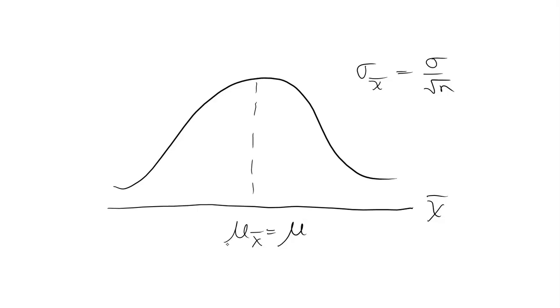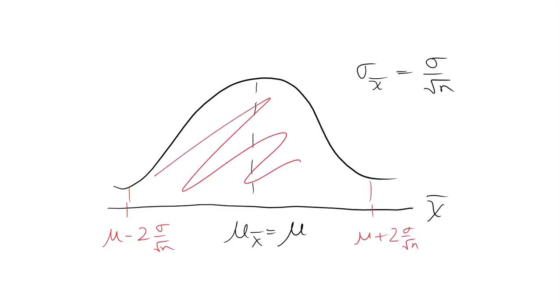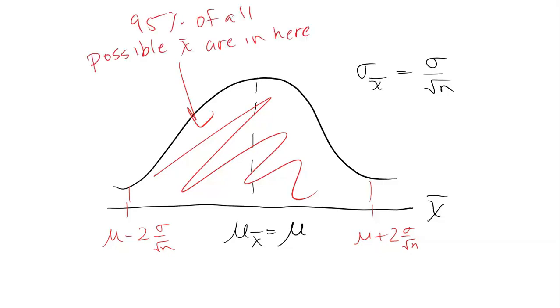And here's the beautiful thing. Even though we don't know what mu is, we know that 95% of all of the possible sample means fall within 2 standard deviations of that. 95% of all possible x bars live in this interval. So if we were to calculate one x bar at random by gathering a sample and getting that sample mean, we know there's a 95% chance that the x bar is in there.